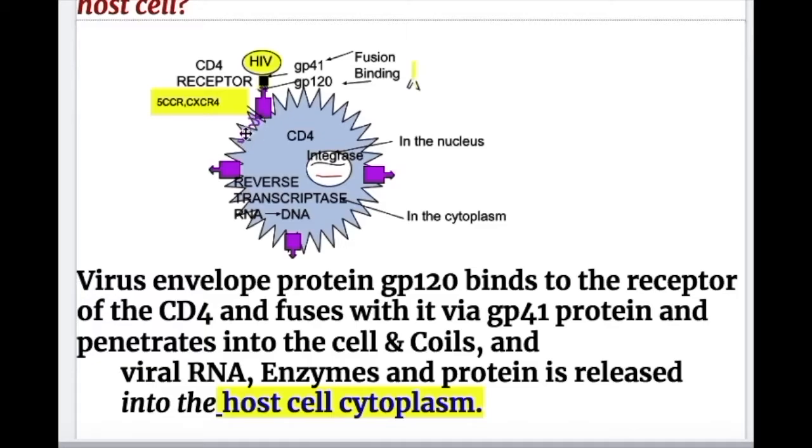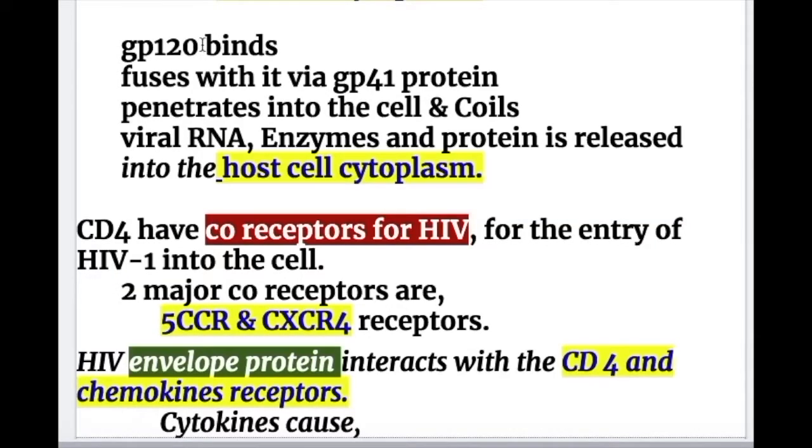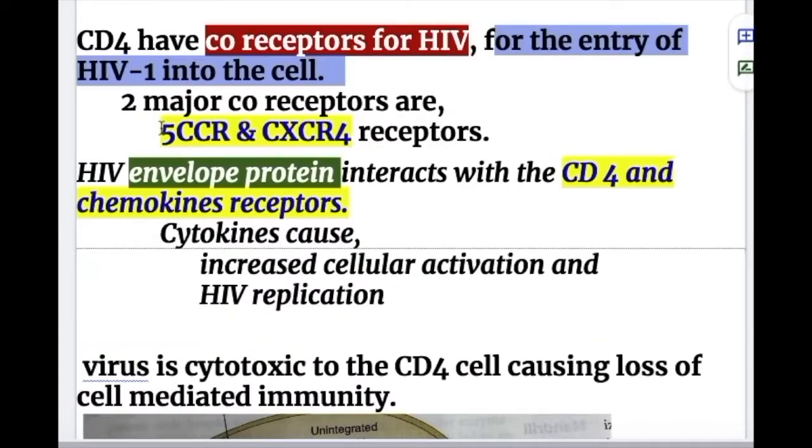See this, I showed it in purple, penetration and coiling, and then the viral RNA, enzymes and protein are released into the cytoplasm of the CD4 cell. So GP120 binds to the CD4 cell, and then this fuses with the help of GP41 protein with the CD4 cell, and then penetrates and coils into the CD4 cell, and viral RNA, enzyme and protein are released into the host cell.